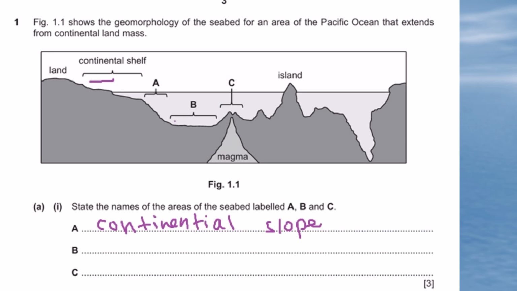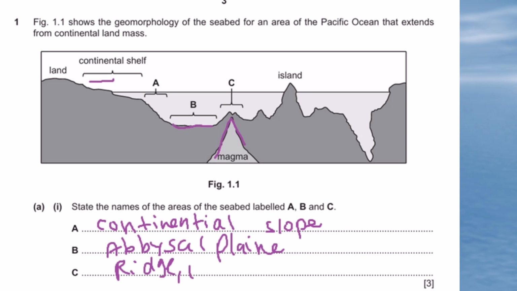B here we see is a large flat area at the bottom of the ocean, actually the largest ecosystem, the abyssal plain. And here we see we have hot magma coming up. So this here, you can say it's a ridge, an underwater volcano.